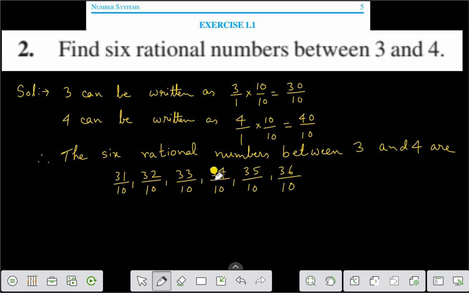Again you see, we are repeating here. 3 can be written as 3 by 1 and 4 can be written as 4 by 1. If we multiply both the numerator and denominator by 10, then we are getting 30 by 10, and here we are getting 40 by 10. That is, 3 can be written as 30 by 10 and 4 can be written as 40 by 10. Therefore, the 6 rational numbers between 30 by 10 and 40 by 10 are 31 by 10, 32 by 10, 33 by 10, 34 by 10, 35 by 10 and 36 by 10.